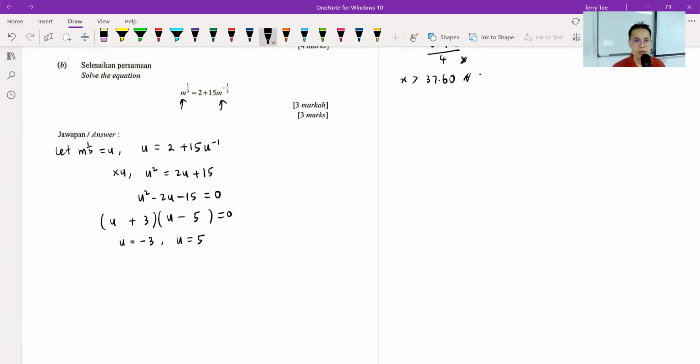But here's the thing, if you sub back inside, you've got to double check whether this answer is valid or not. Sometimes we have to reject the answer, sometimes we don't. Now, in this case, yes, we can accept both answers because here is a power 1 over 3. If it's power 1 over 2, then you can't square root m and get negative, right? But cube root, yes, it's possible. So we write m as negative 3 power 3, which is negative 27, and m as 5 power 3, which is positive 125. Right.